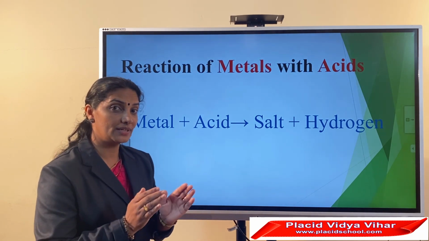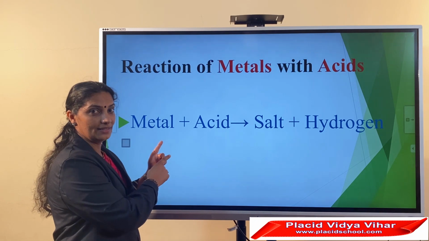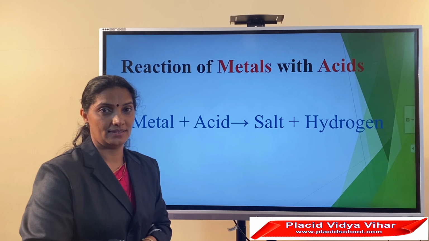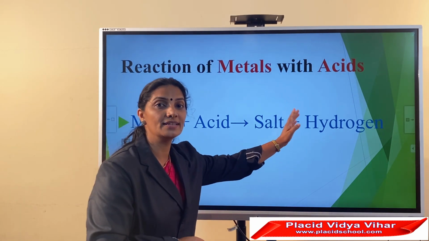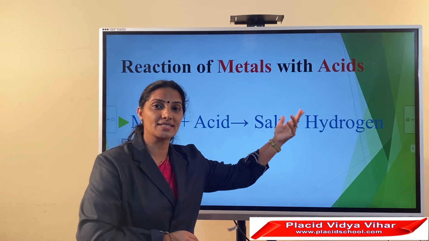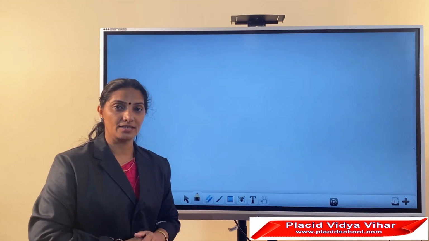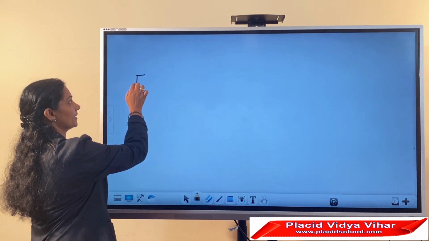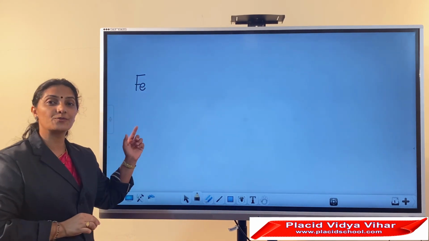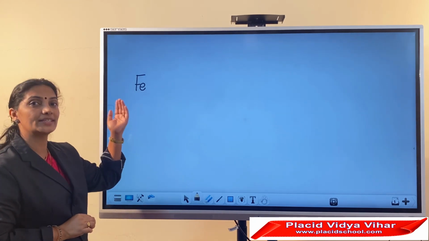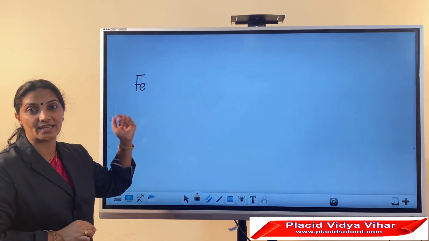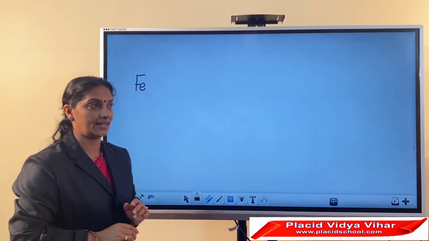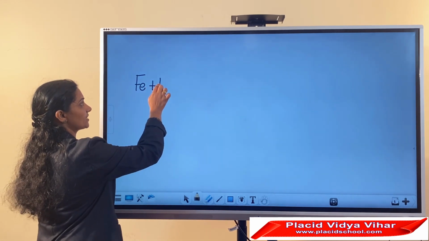That means whenever an acid reacts with a metal, that metal replaces hydrogen from the acid and forms a salt and hydrogen. Let us consider some examples. We can start with our familiar metal, iron. Do you know the symbol of iron? It is Fe. Consider the reaction of iron metal with hydrochloric acid. What is the chemical formula of hydrochloric acid? It is HCl. Iron plus HCl.